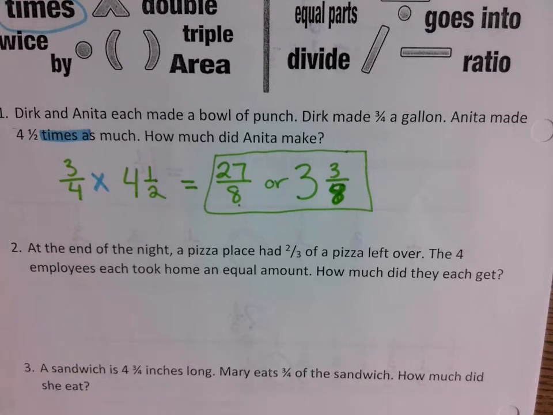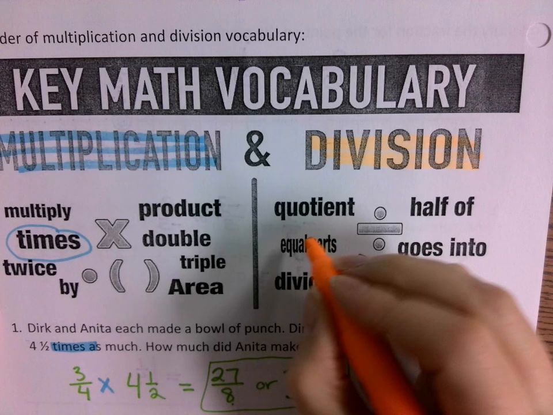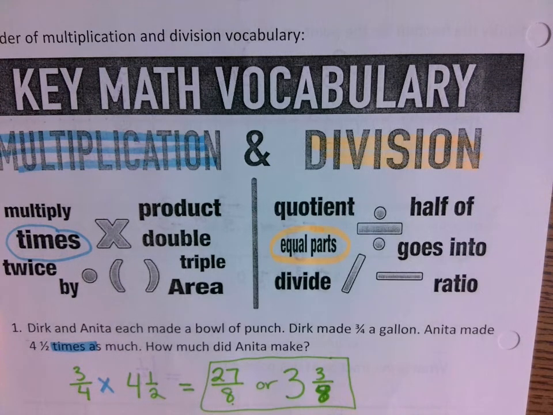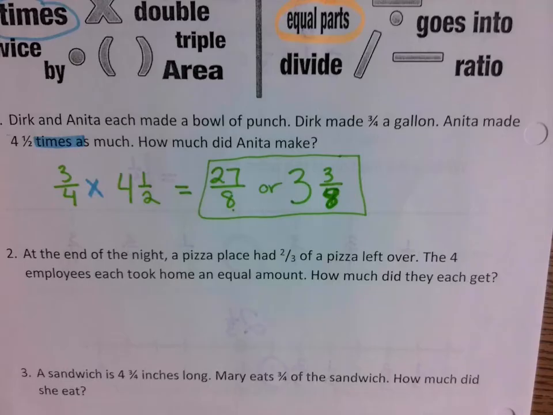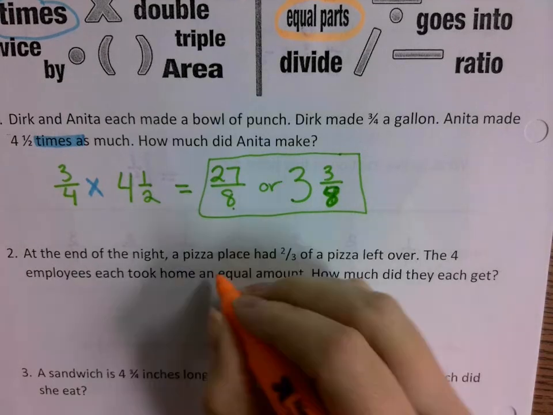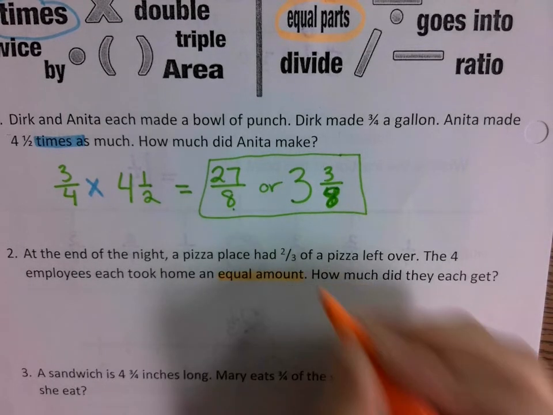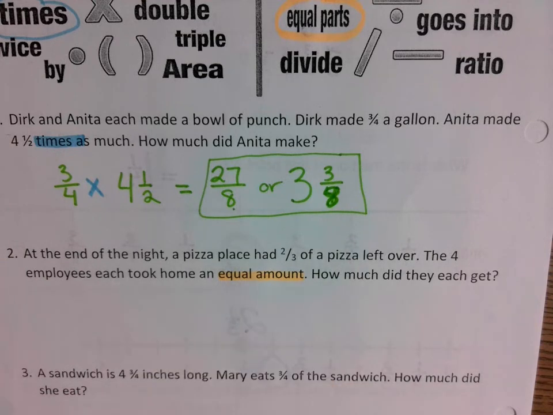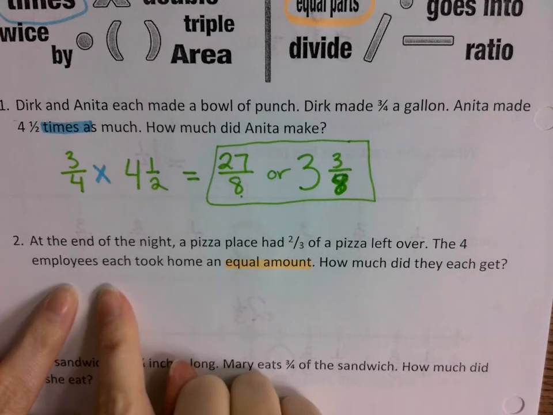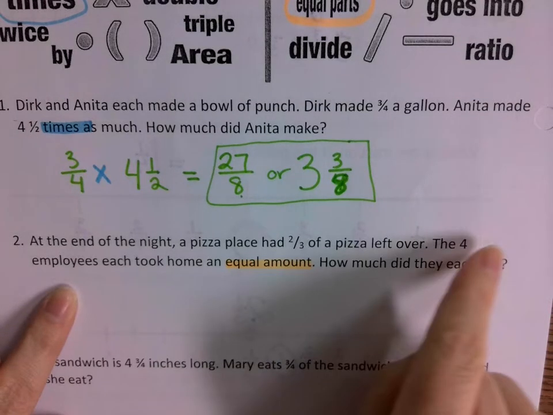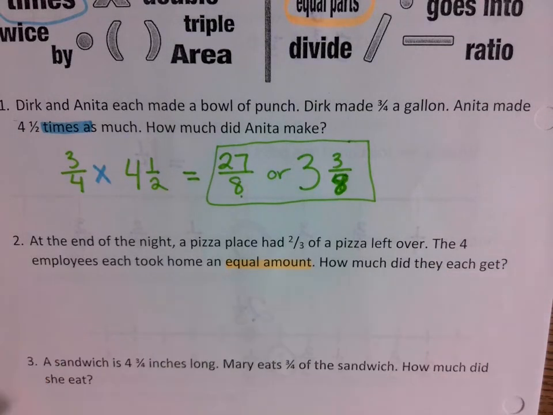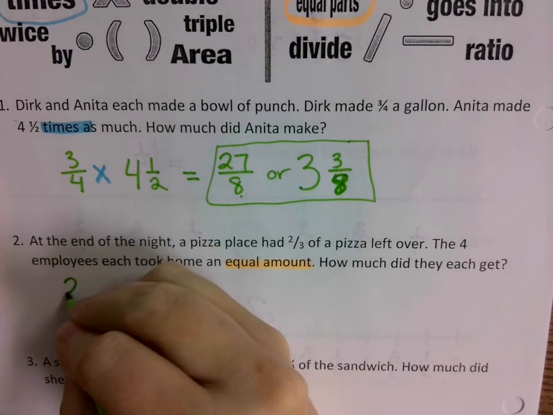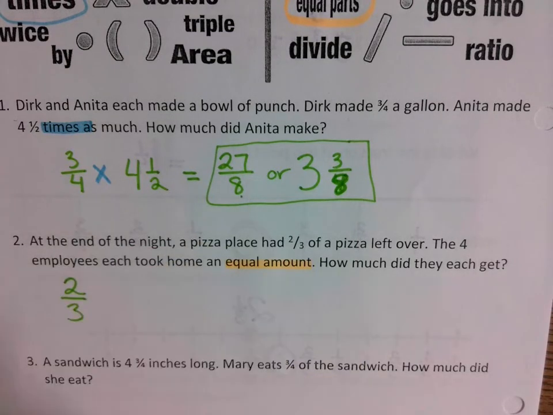Remember the terms equal parts or equal groups. Equal parts or equal groups means division. So we want an equal amount. An equal amount for them means that we're going to go ahead and divide that. So we're taking how much pizza we've got and dividing it amongst the 4 employees. So we're going to take the 2/3 pizza and then we're going to divide it amongst those 4 employees.